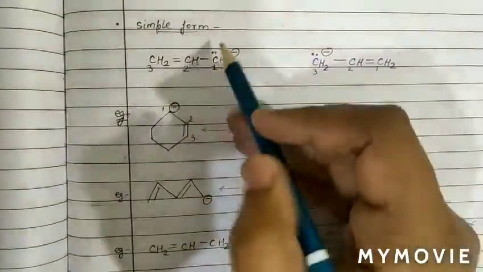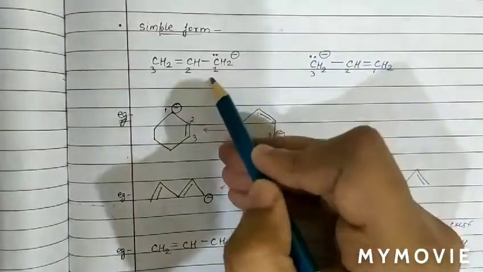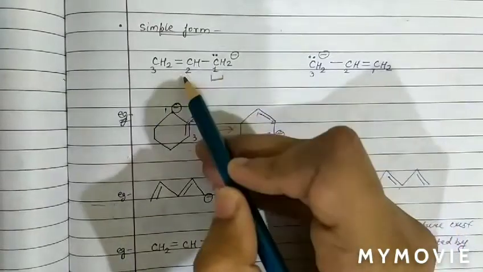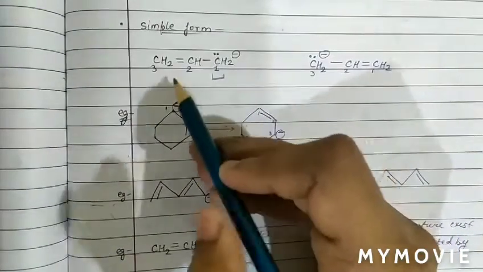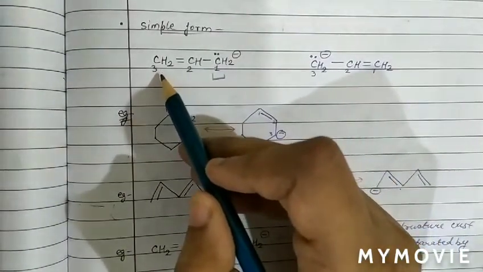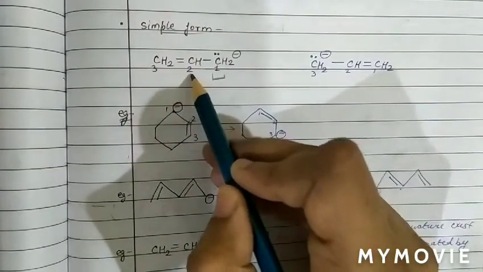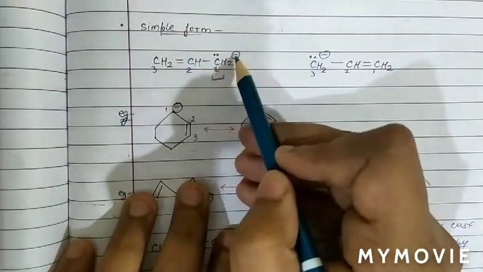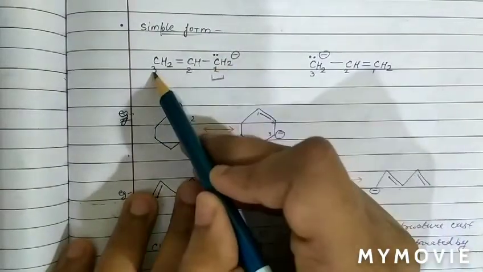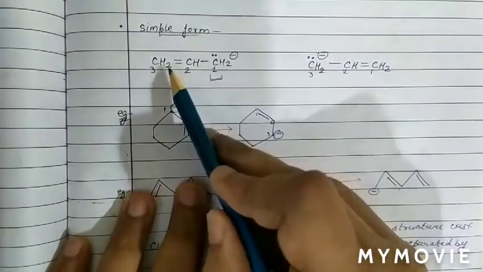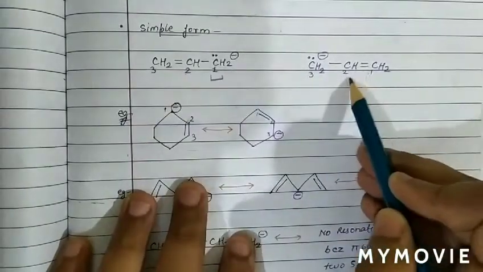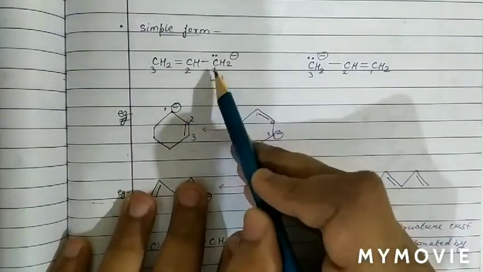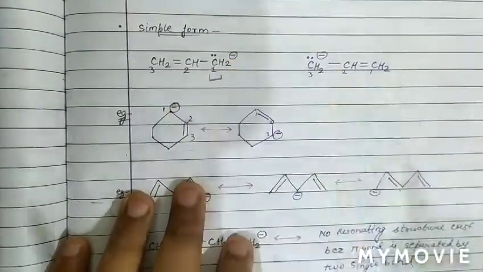Now see, the carbon with negative charge is number 1, then 2, and then 3. The pi bond between the 2 and 3 positions will be shifted in between the 1 and 2 positions, and the negative charge from position 1 will be shifted to position 3. So the pi bond from 2-3 shifts to 1-2, and the negative charge from the first position shifts to the third position.